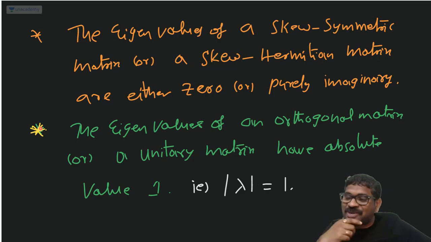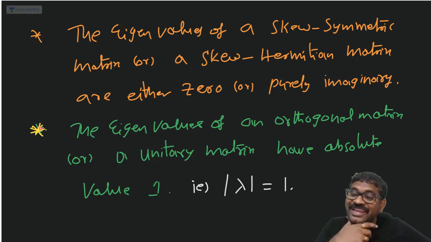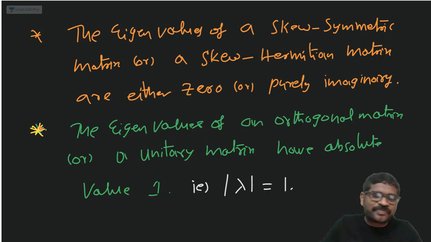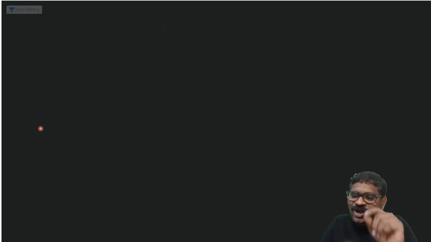Not only 1 and minus 1. What about i? What about i? i, minus i. What is the length of i? 1. Minus i, 1. Please remember, mod lambda equal to 1 means the length of that eigenvalue is 1.